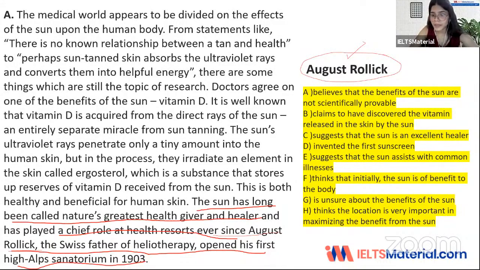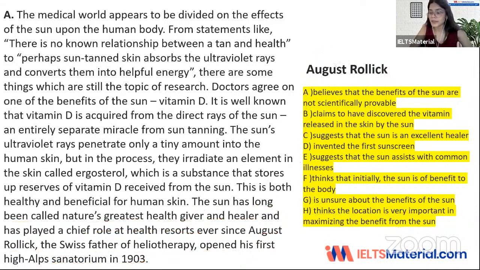Can you associate? Because if you look at this question, this G part is unsure about the benefits of the sun. This cannot be the answer. Or if you see, suggests the sun is an accident here. No, this is also not associated with that. But if we come to the H part, thinks the location is very important in maximizing the benefit from the sun. This will be the correct ideology or theory. Why? Because August Rollick is being directly associated with what? That he has opened a health resort. He is using a location to get the maximum benefit from the sun, right? So this is one way of getting your answer correct.